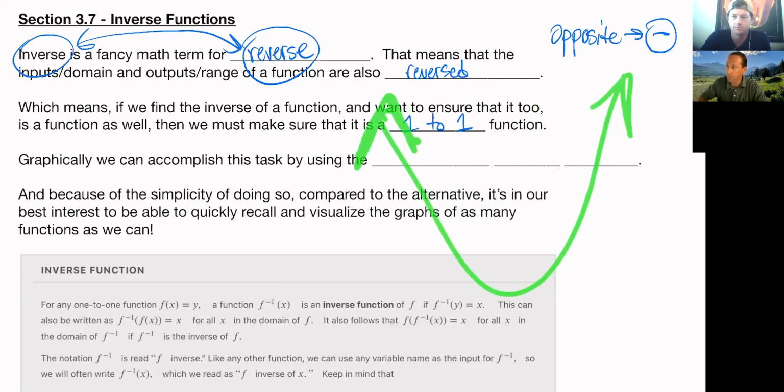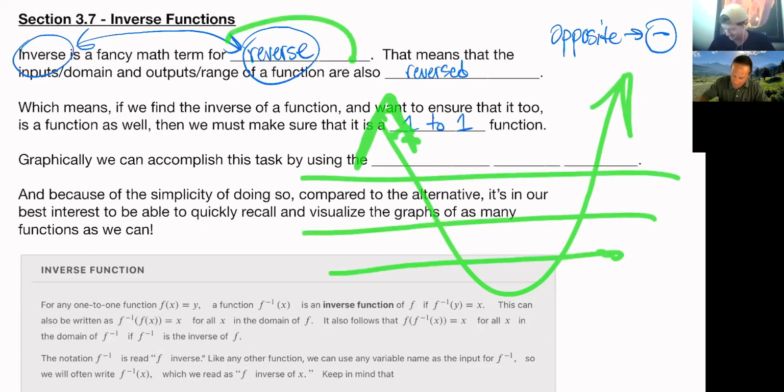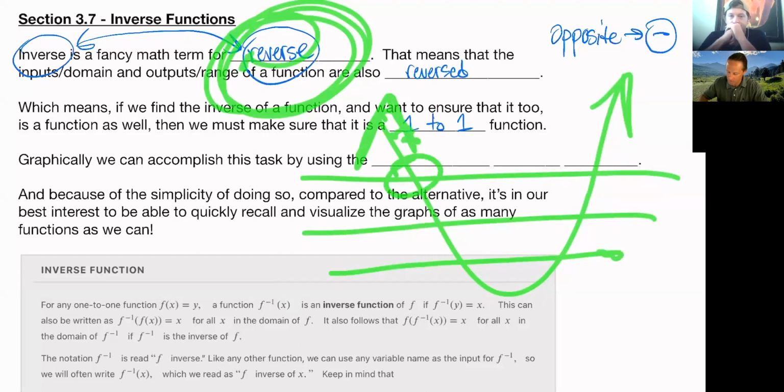But what could I draw on this to check if its inverse is going to be a function? If we use the vertical line test to see if it's a function, what would we use to see if the inverse is also going to be a function? Horizontal. Very good. That's right. Horizontal. The inverse of that line, the reverse. Instead of a vertical line, we're going to use a horizontal line, and you can see that this fails.